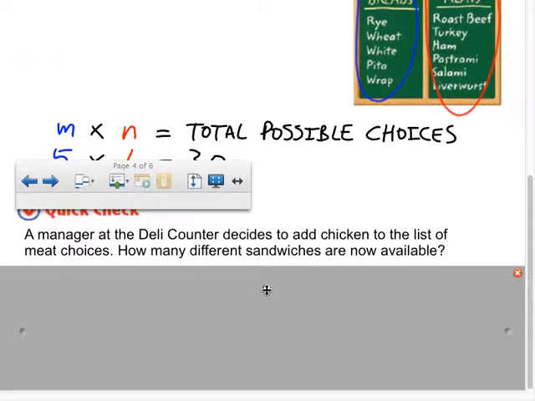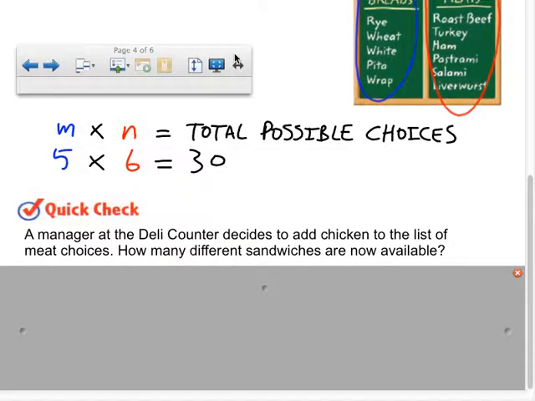So we like options. The person that manages the deli counter said, hey, let's add chicken to the list of deli meats. Now, how many different sandwiches are available? Who can answer that question? Henry? 35. How'd you come up with 35?